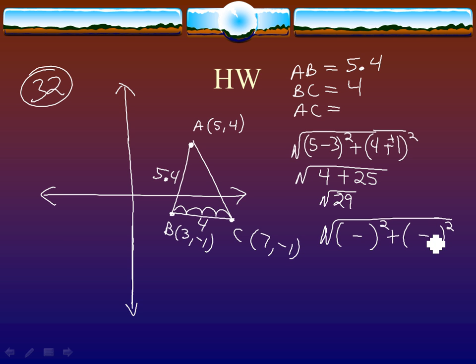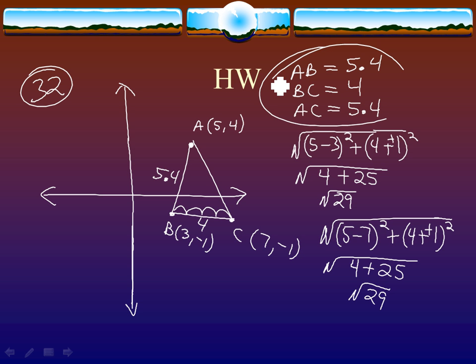5 and 7, so 5 minus 7. And 4 plus 1. What is 5 minus 7? Negative 2 squared. 4. 4 plus 25. 29. So is it the same? Yeah. How long is segment AC then? 5.4. So then it must be 9. That's part of our answer up there.